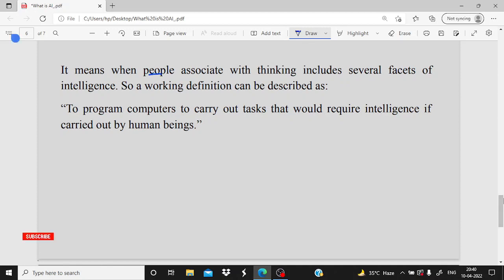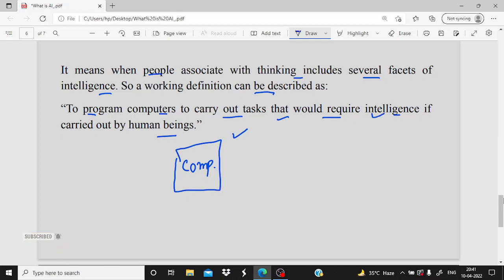So when people associate with thinking, it includes several facets of intelligence. That is, intelligence can be in different forms. So, a working definition. This is the definition you have to remember: to program computers to carry out tasks that would require intelligence if carried out by human beings. What does it mean? We are required to program those computers that can carry out those tasks that would require intelligence if carried out by human beings. That means if learning is a characteristic of humans, and I put this characteristic in a computer, then I'll say it is an AI, an artificial intelligent machine.